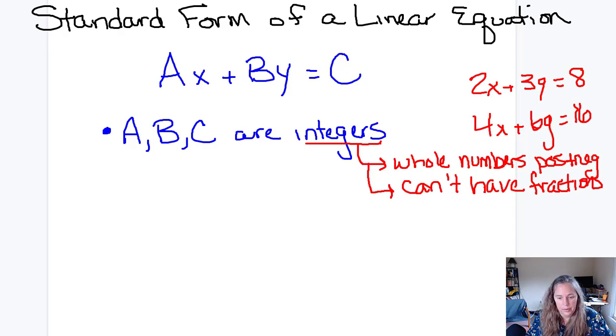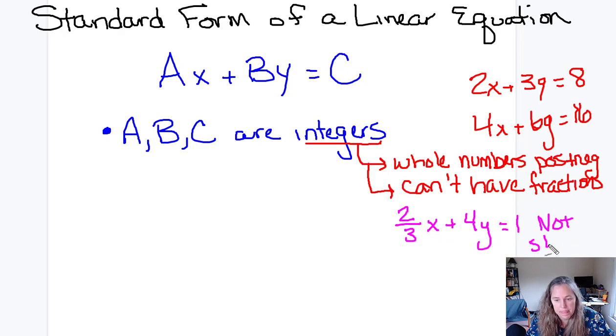So like 2/3 x plus 4y equals 1 is not standard form. Okay, and we'll talk about how to get that into standard form, but I'm going to ask you right now, how would you get that equation into standard form? So right now a is not an integer. What could you do to it to make a an integer?